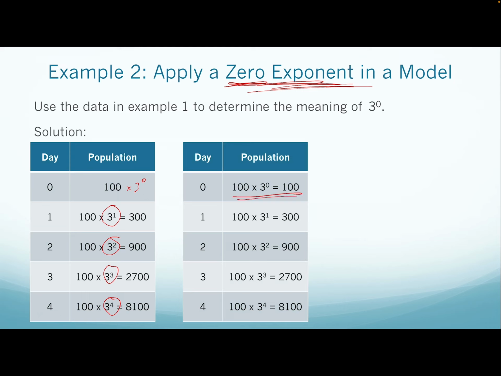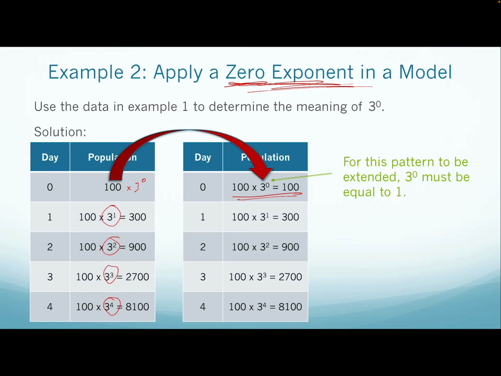So this tells me that 3 to the 0 is not 0. So on day 0, I've multiplied 100 by 3 0 times. Okay. So 3 to the exponent 0 must actually just be 1. So 100 times 3 to the 0, in order for that to equal 100, that means the 3 to the 0 has to be 1.